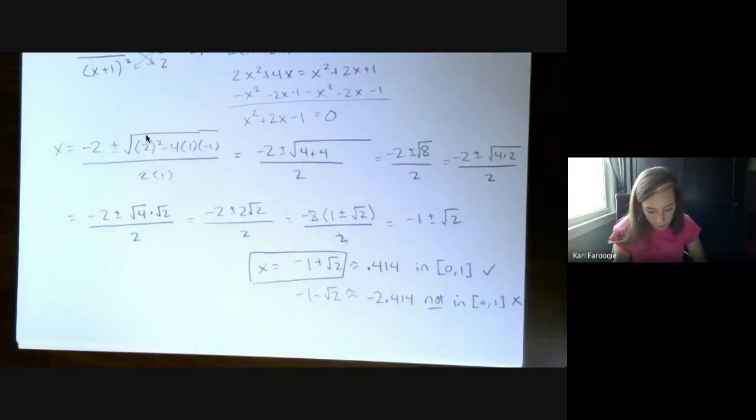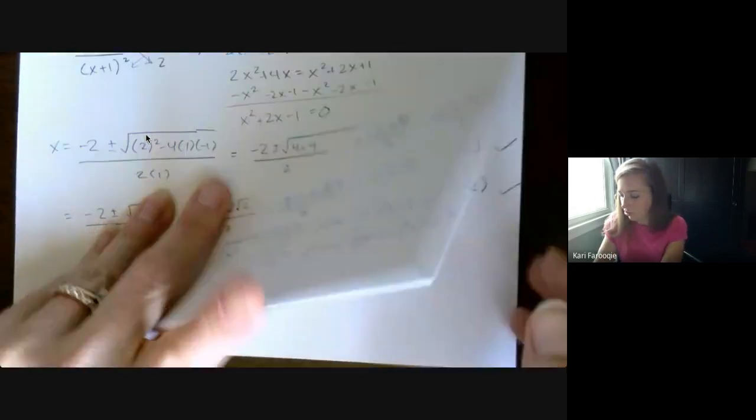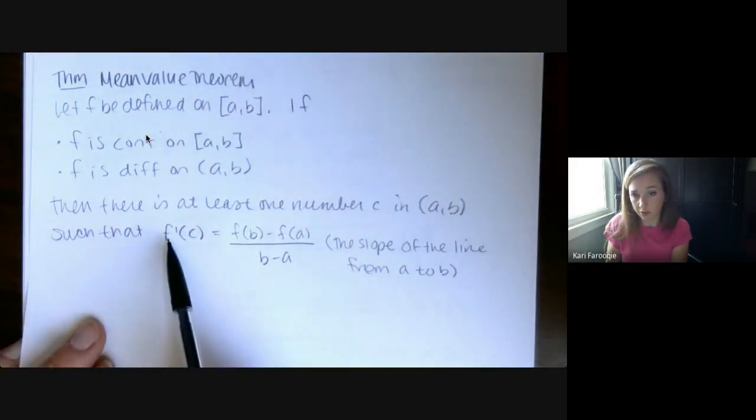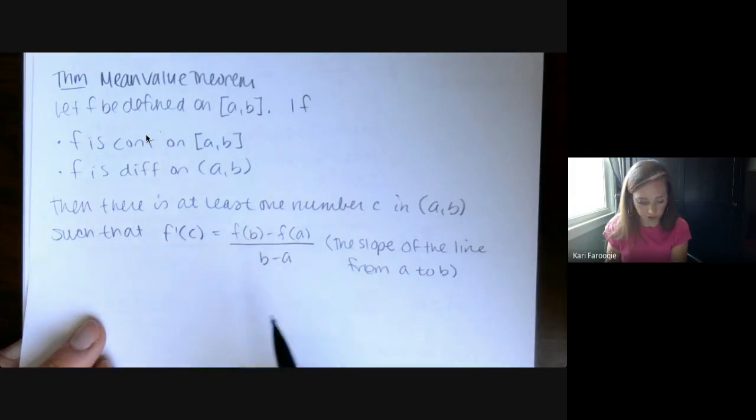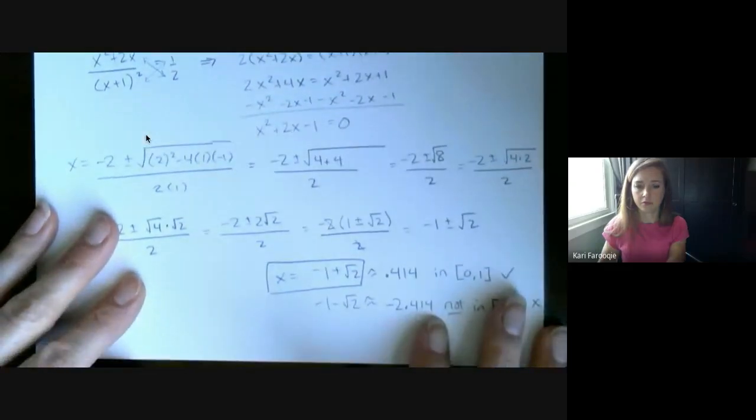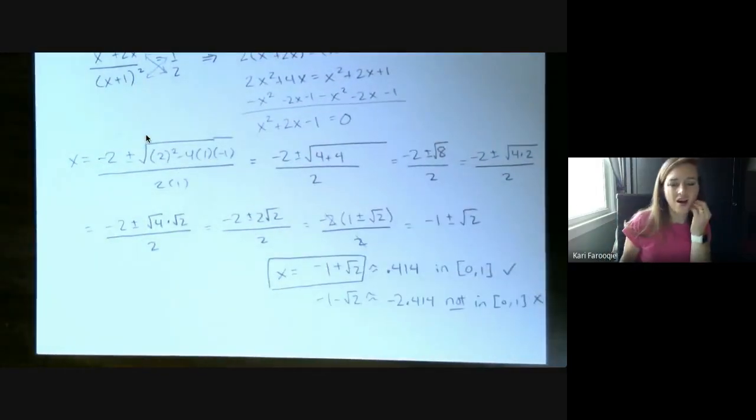If you don't even remember what it was that you were doing here, I'm reminding you now. You were looking for places where, I'll remind you of your theorem actually. We said that if f was continuous and differentiable on these intervals, then there was at least one number c such that f prime of c, that's what we found, is equal to the slope of the line from A to B. Okay. So we found that.